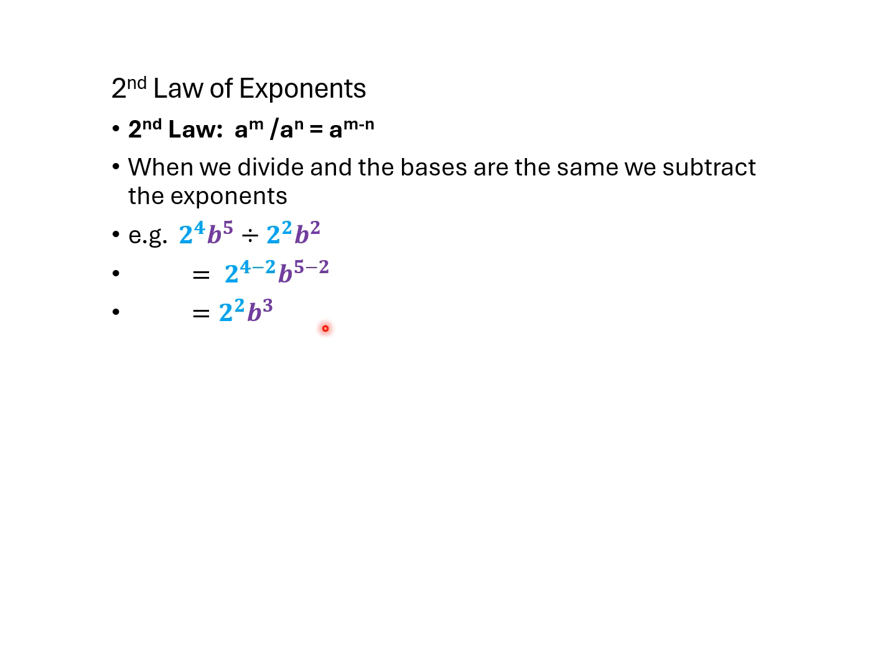Here's a typical basic example. There we have base a, both in blue, and base p, both in purple. If the bases are the same and we're dividing, we subtract the exponents, so that becomes 4 minus 2, and that becomes 5 minus 2. So 4 minus 2 is 2 and 5 minus 2 is 3. So my final answer is a to the power 2, p to the power 3.